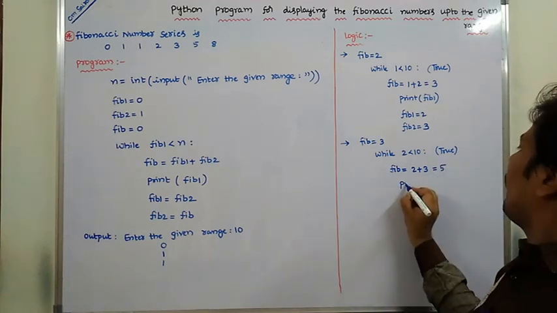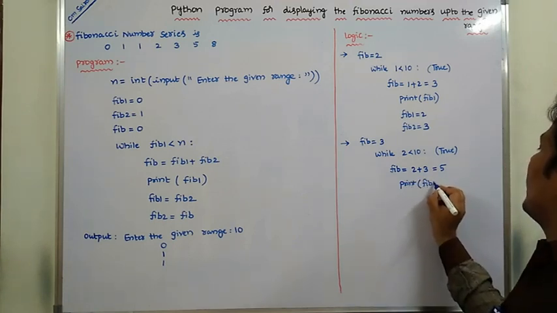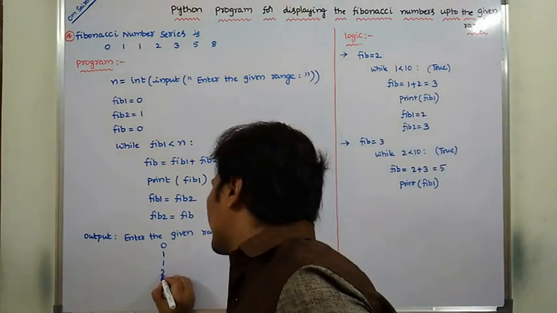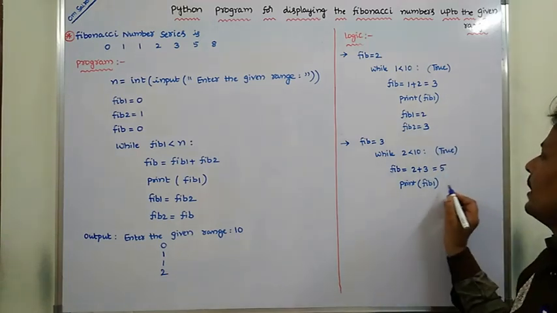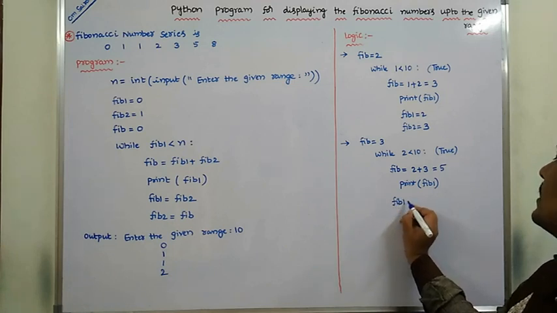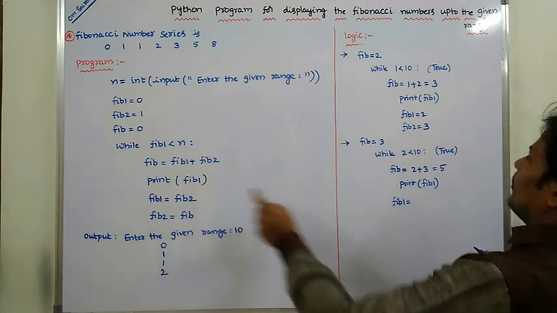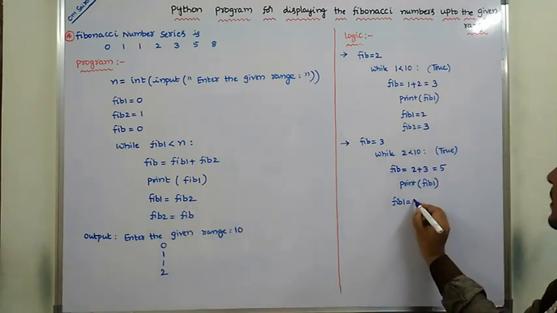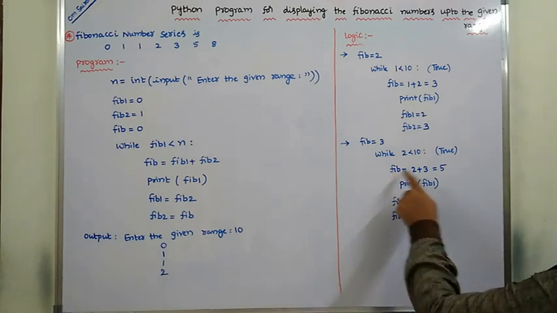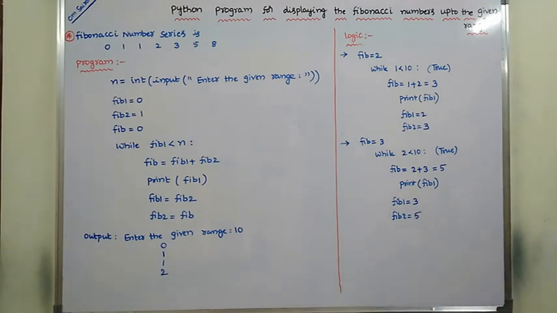Okay. Next, print of Fib1. So what is the Fib1 value in the previous step? That is 2. So 2 is printed. Okay. Next, after printing Fib1, Fib1 is equal to Fib2. What is the Fib2 value? That is 3. And Fib2 is equal to Fib. What Fib value are we getting? That is 5.